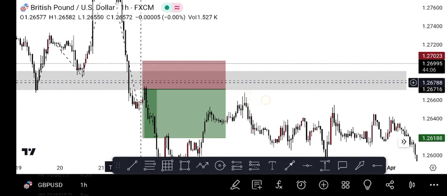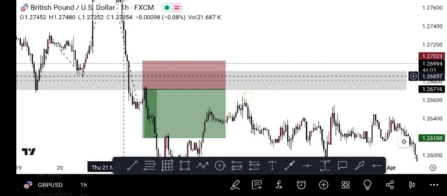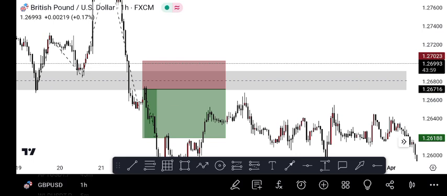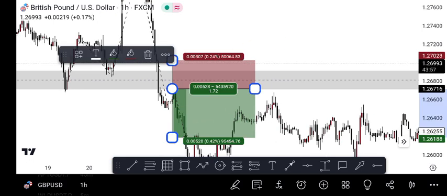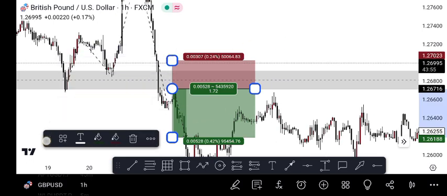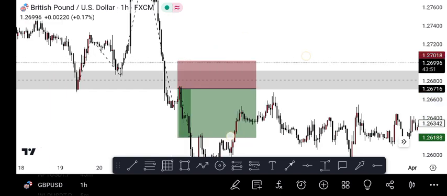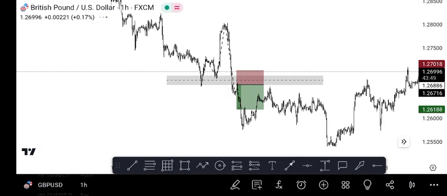But I'm not teaching fair value gap. I'm teaching purely support and resistance, right? There's a slight fair value gap here. Now, my stop is just above this candle. Now, the next question is, how do we get our take profits?